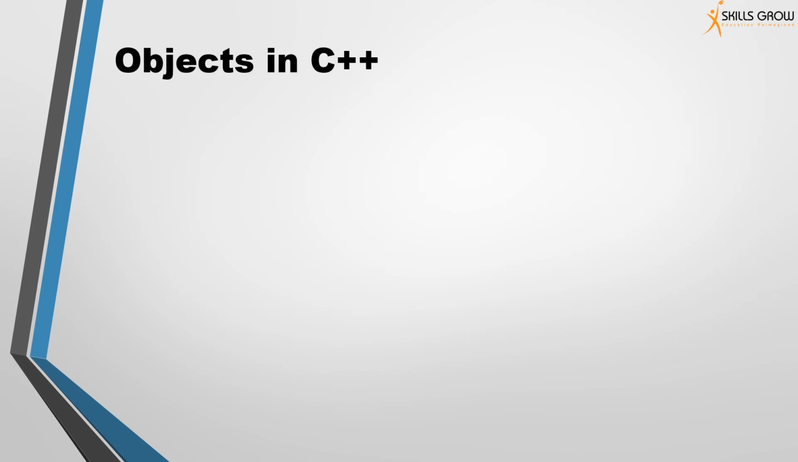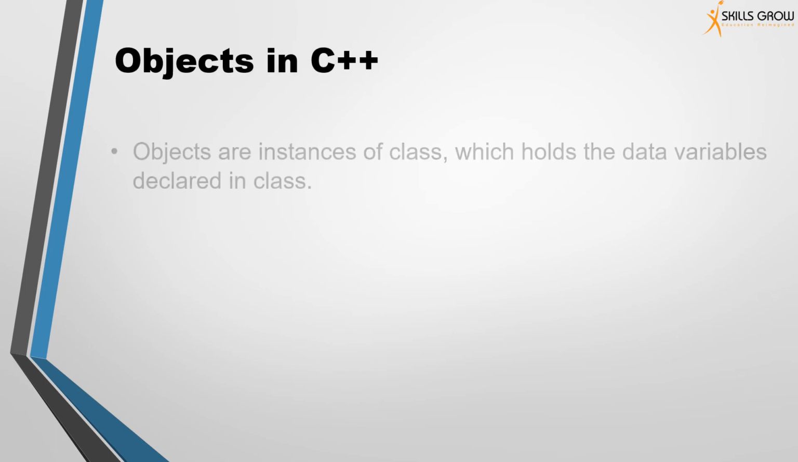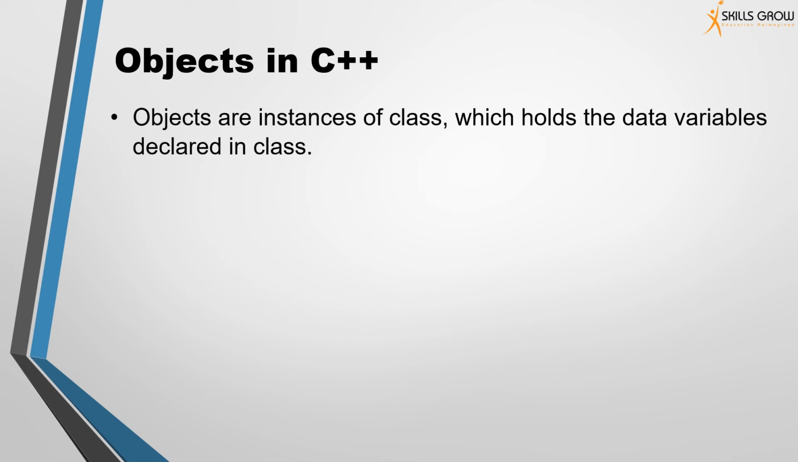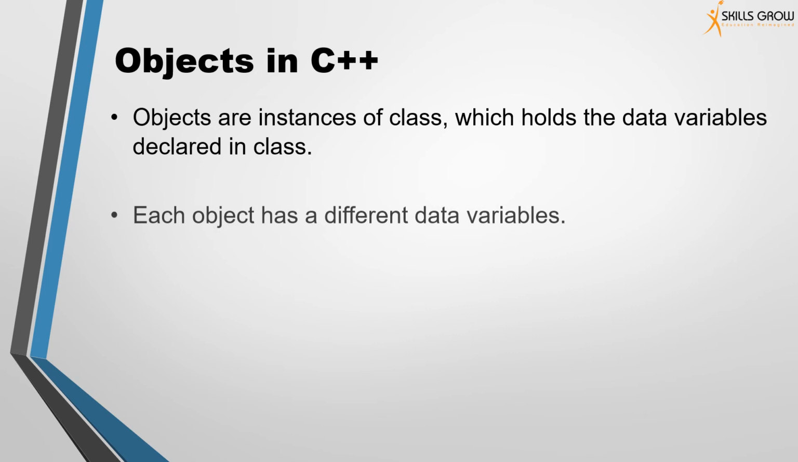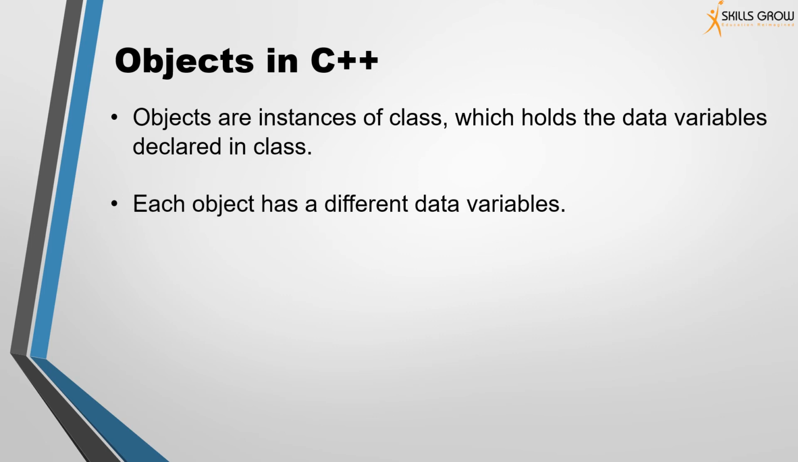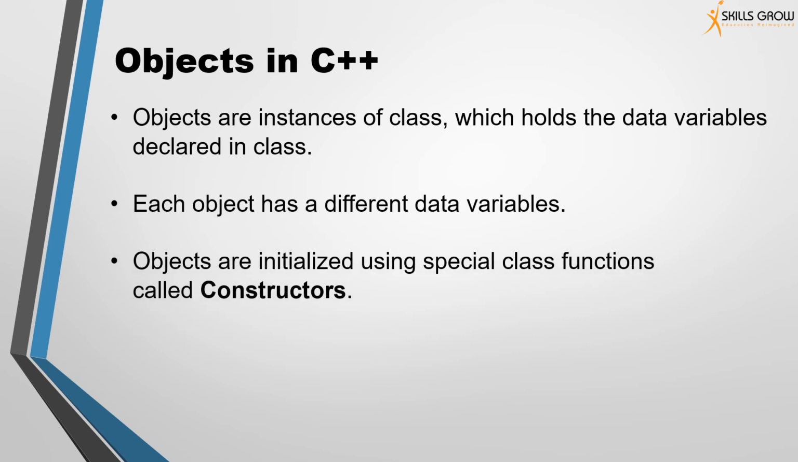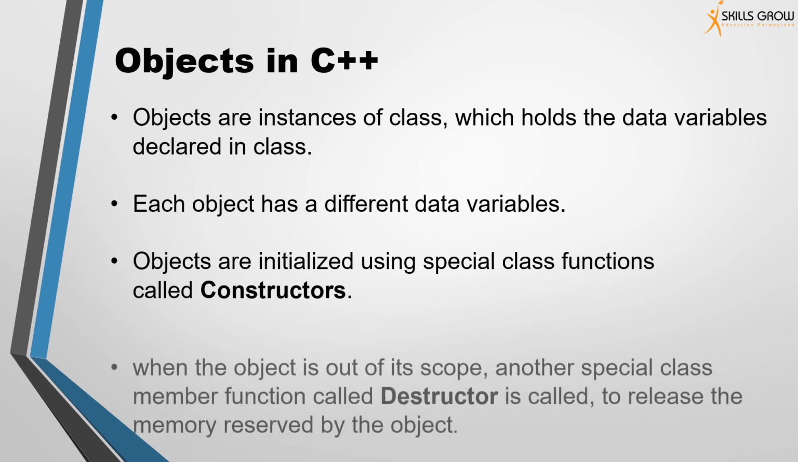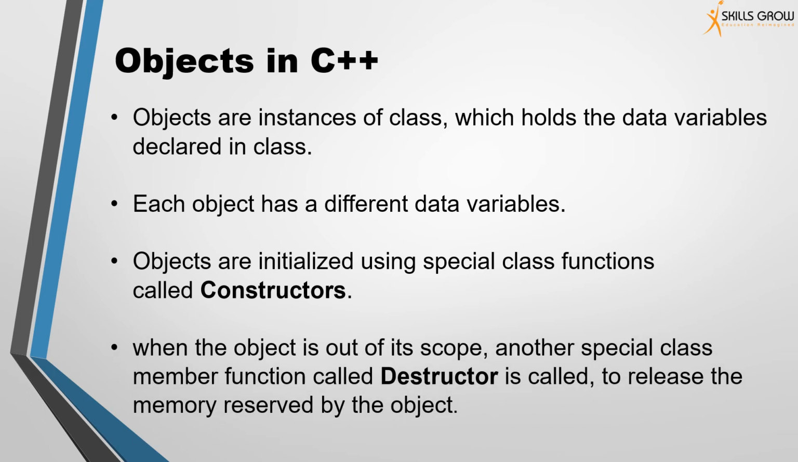Now, our main part in C++ is objects. Objects are instances of a class which holds the data variables declared in the class. Each object has different data variables. Objects are initialized using special class functions called constructors. When the object is out of scope, the destructor is called to release the memory reserved by the object.